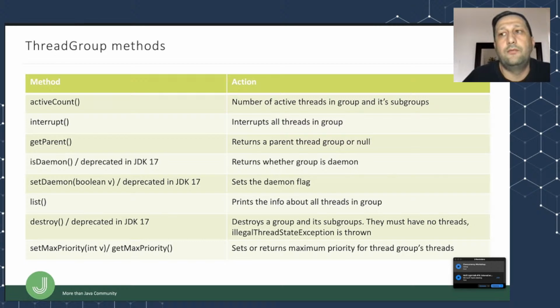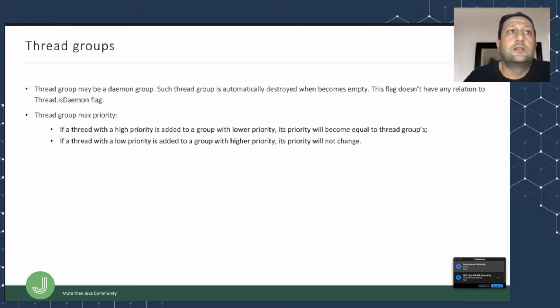They must have no threads. If they have threads, it will throw an IllegalThreadStateException. Also, we have methods regarding priority: setting max priority and getting max priority. Let's move on. Well, a thread group may be a daemon group. Such a thread group is automatically destroyed when it becomes empty. This flag doesn't have any relation to the thread's isDaemon flag.